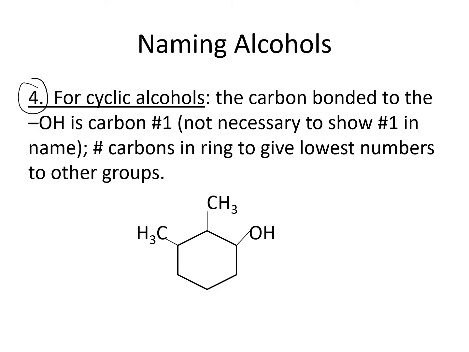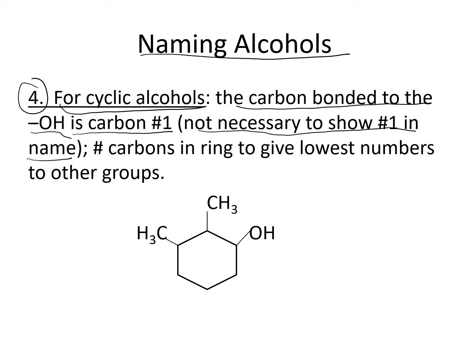Rule number 4 for naming alcohols is for cyclic alcohols. The carbon bonded to the hydroxyl is always going to be carbon number 1. It's not necessary to show the number 1 in the name because that will be a given. You're going to number the carbons in the ring to give the lowest numbers to the other groups. So in this compound, we have our hydroxyl attached to a carbon in a ring. That's going to be carbon 1. We're going to number the carbons so the groups will then have the smallest number after 1.